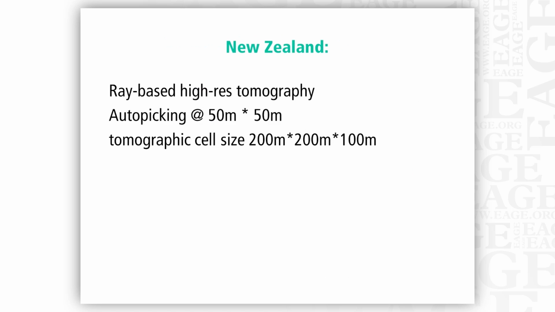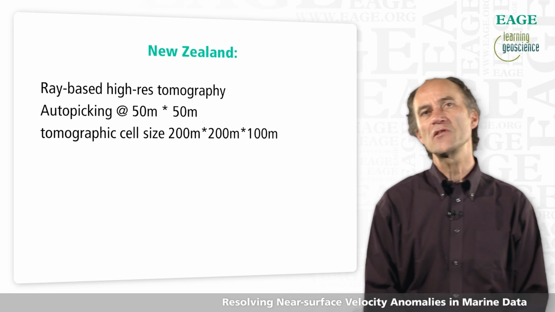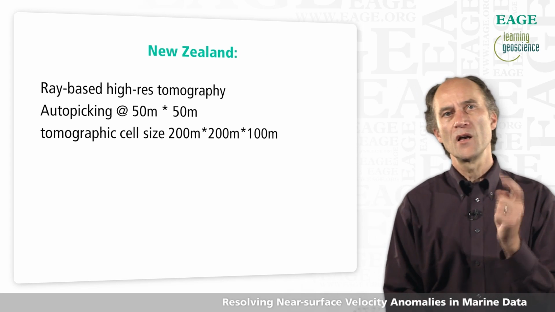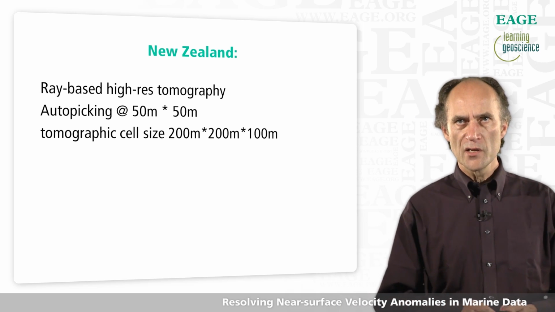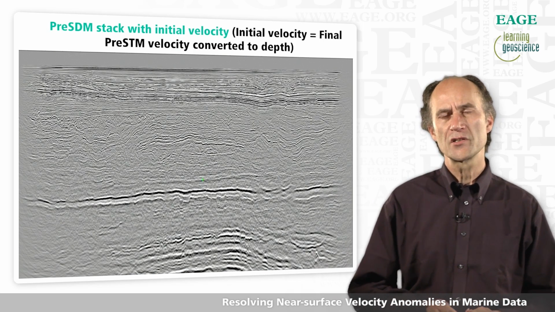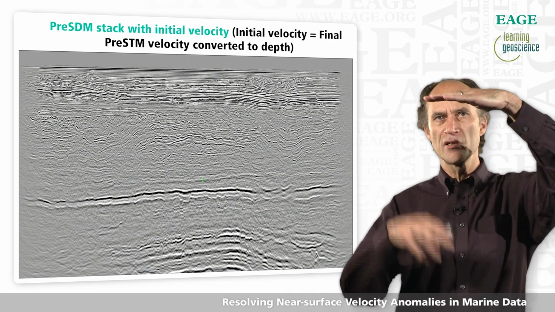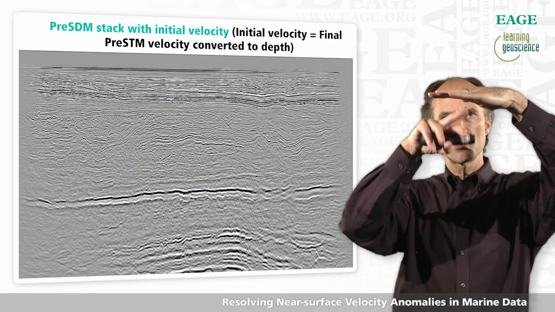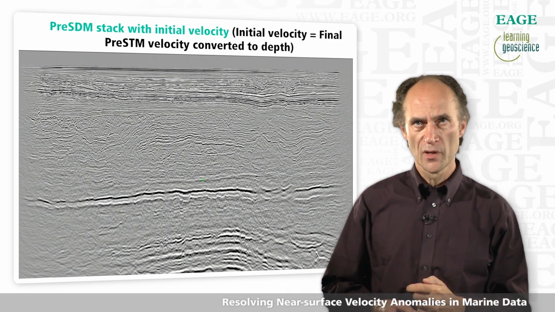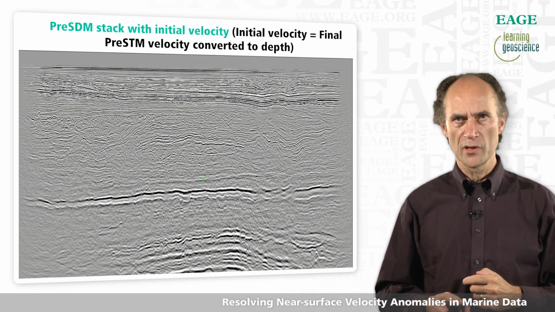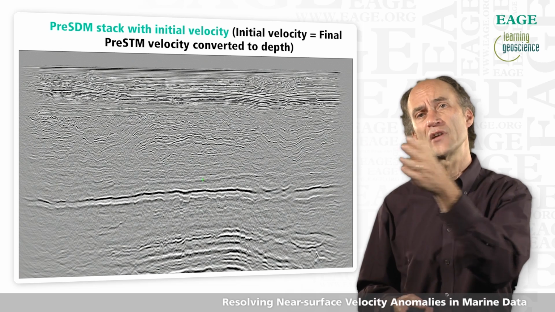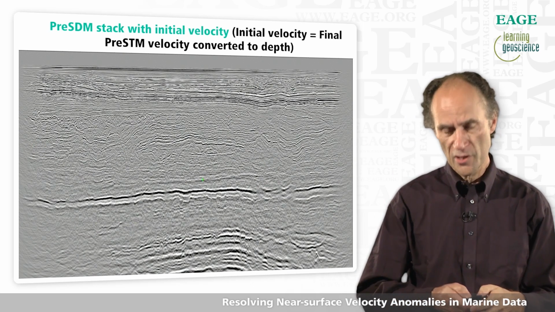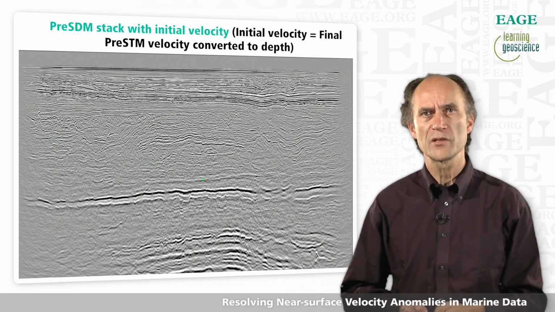Another example, this one's from New Zealand waters, a bit further afield. And in this case, again, it's 50-50 picking of the gathers and the tomo cell size 200, 200, 100. So let's have a look here. This is an example of nested near-surface channels. So just underneath the seabed, there are whole families of these channel systems giving rise to deeper distortion. So you can just about make them out there. And you can see in the deep structure, it's not coherent in terms of amplitude. There's dimming in places. So let's have a look at what the high-res tomo can do with that.